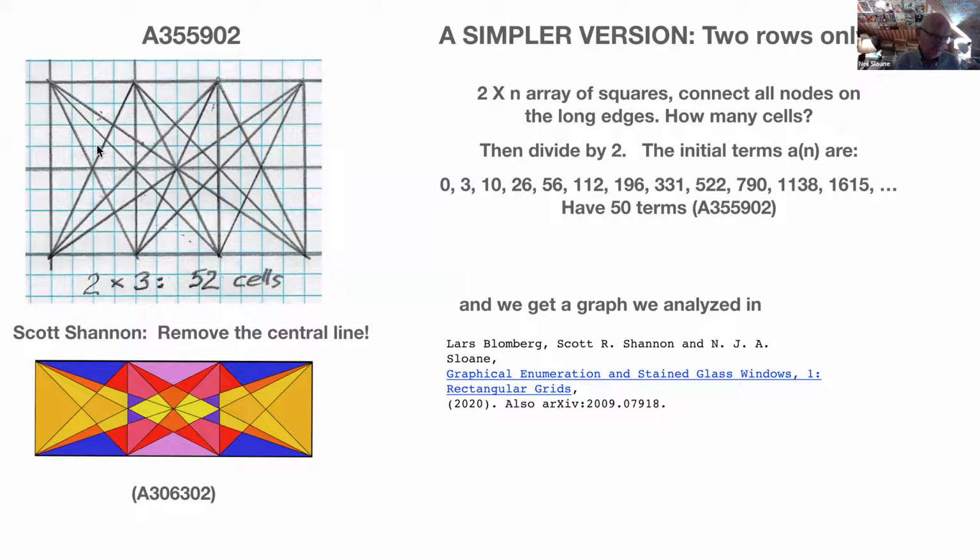So this is the 2 by n case. And here we've got 6 squares, 2 by 3 squares, and there are 52 cells. Of course that number is even, so divide it by 2 to get the sequence. So that's the 26 in the sequence. And Scott worked out, what was it, 50 terms of this sequence.